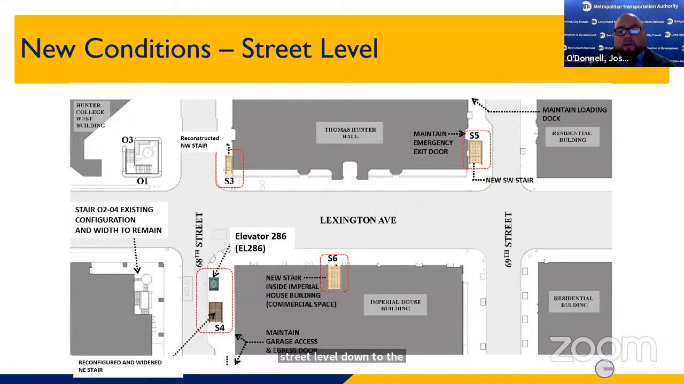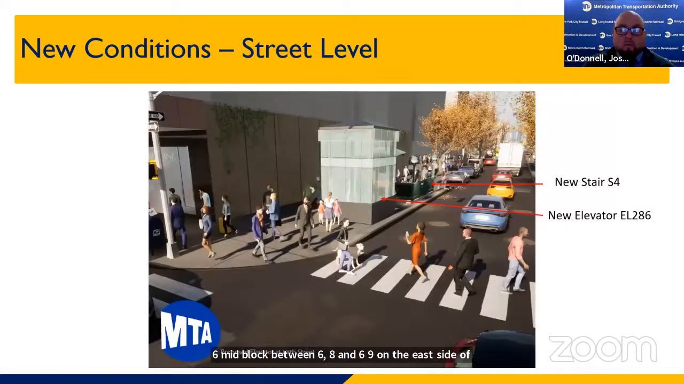And then on 69th Street, on the southwest corner of 69th and Lex, stair S5, which is a new stair. And then that mid-block, or the Imperial House stair at S6, mid-block between 68th and 69th on the east side of Lexington Avenue. This is a rendering of what the finished product will look like on the northeast corner of 68th and Lex. You have the new stair S4 to the east of the elevator, and then the new elevator EL 286.